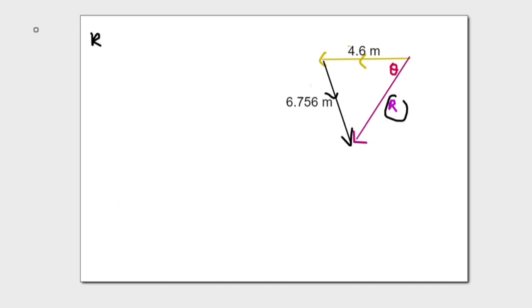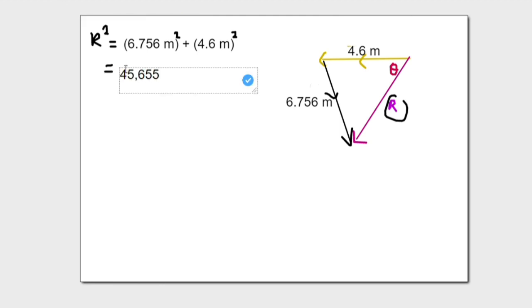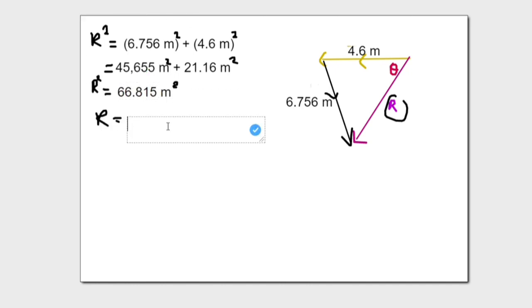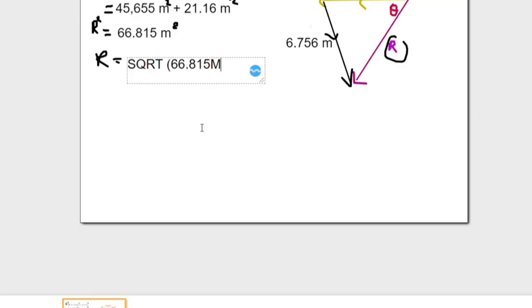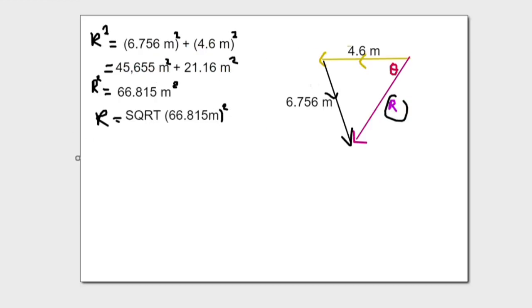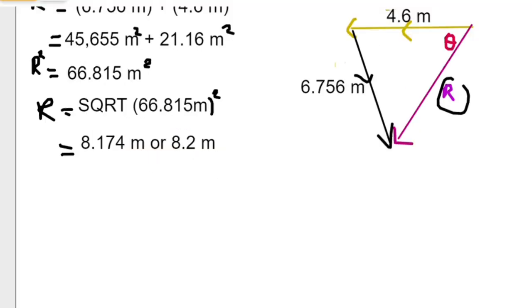The resultant's magnitude can now be determined using the Pythagorean theorem. R squared equals 6.756 meters squared plus 4.6 meters squared, equals 45.655 meters squared plus 21.16 meters squared. R squared equals 66.815 meters squared. At the end, you would get the resultant of 8.2 meters.